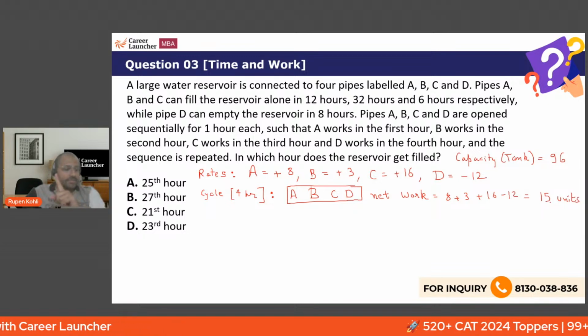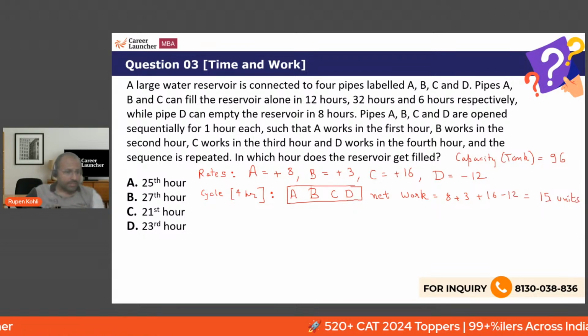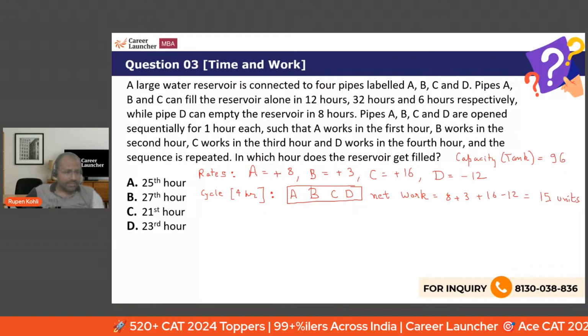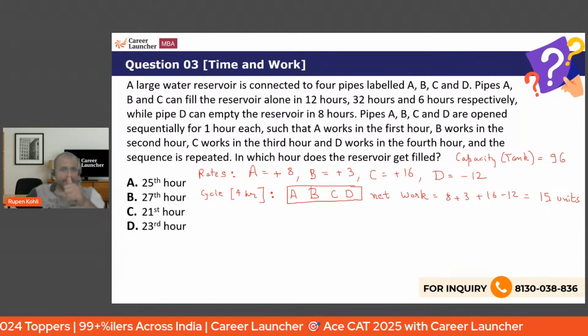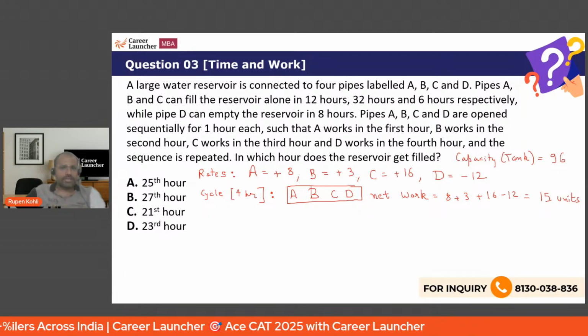But remember, this is not a uniform rate. Okay, finally Anshu has given an answer. Good, Anshu. Good. That's correct. Very nice.